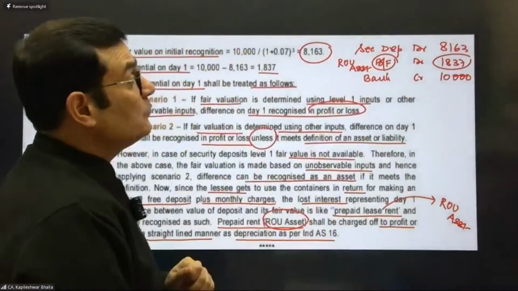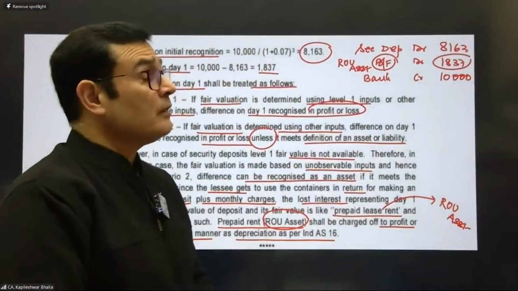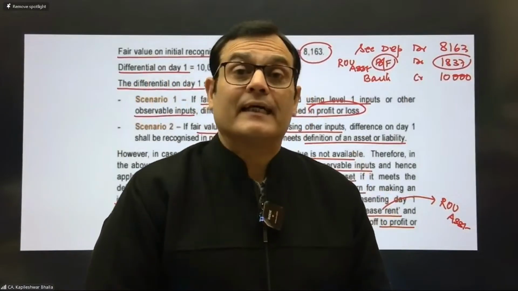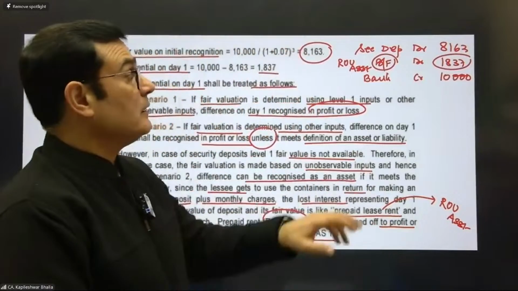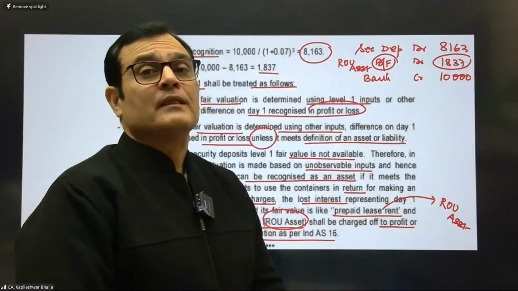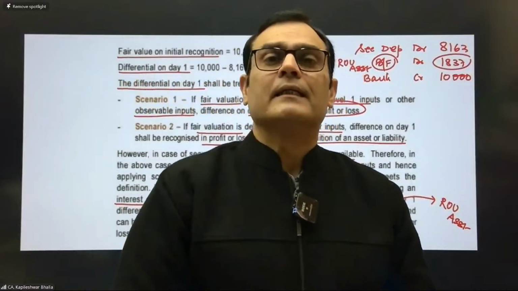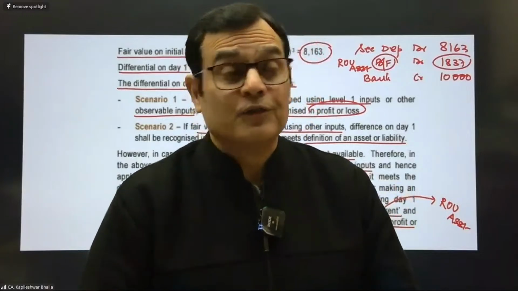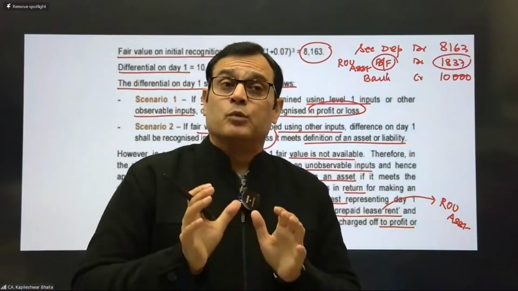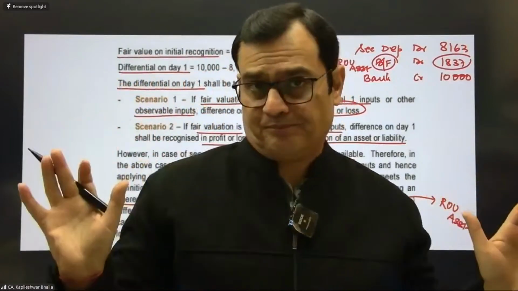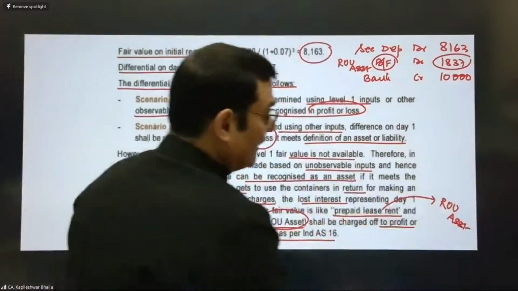So this is the entry which will be done at the inception, recognizing a security deposit at a fair value, recognizing the bank at a transaction value, and the difference, depending upon whether it is a day 1 gain or loss, in the P&L. And if it is a case of unobservable data, then the relationship is lessor-lessee, or we can say customer-supplier. So that gets adjusted in the ROU asset, which is going to enter the P&L in the form of depreciation over the later years to come. Right, so that was one illustration on this area.